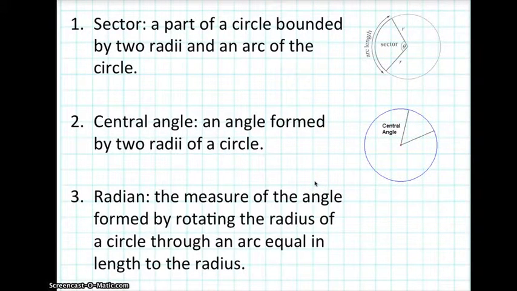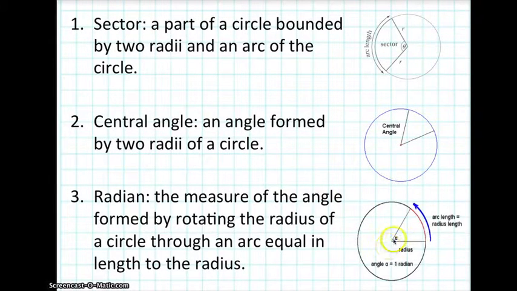And a radian, that's the measure of the angle formed by rotating the radius of a circle through an arc equal in length to the radius. So here's the arc length, and it's equal to the radius length, and this is also the radius. So this angle right here is equal to 1 radian.